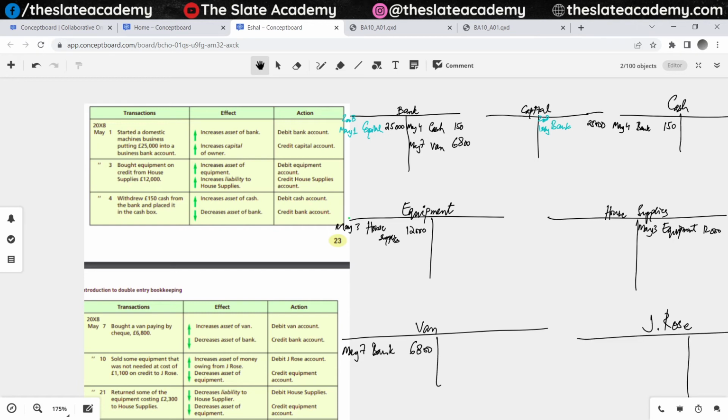So equipment we are selling for how much? 1,100 at cost. Equipment credit 1,100. J Rose debit 1,100, because the receivable from J Rose is increasing. In J Rose I write equipment, and in equipment I write J Rose. And when does this happen? May 10. Any confusion thus far?